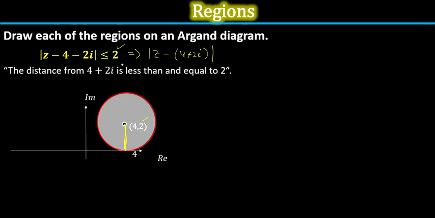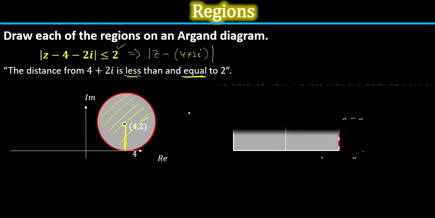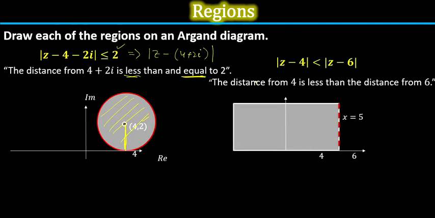Now because of the inequality, it means the distance from 4 plus 2 iota is either less than or equal to 2. So you have to shade inside also. It's not only the ring or the circumference, it's anything inside the circle as the region of the required equation. Please note down this idea. Moving forward, another example.